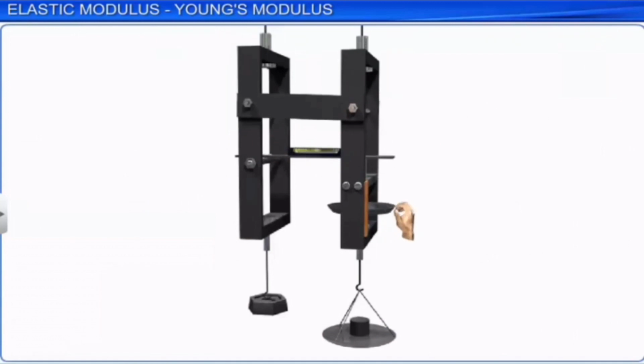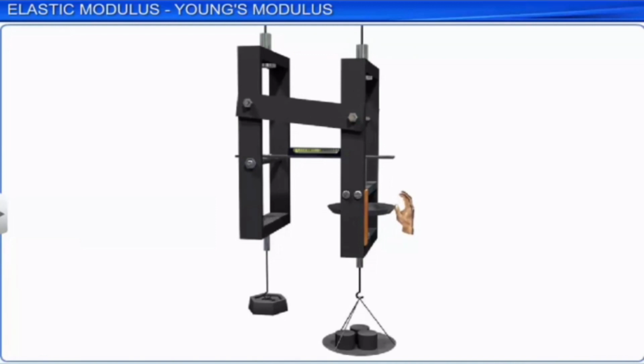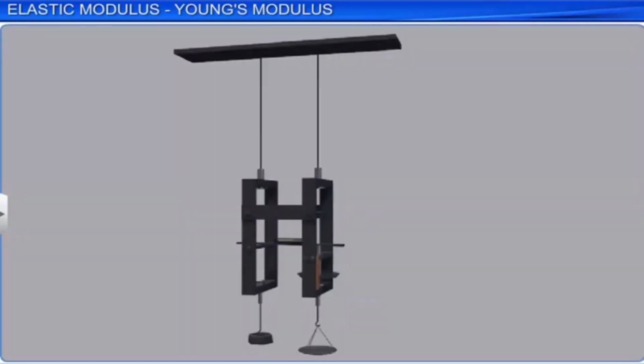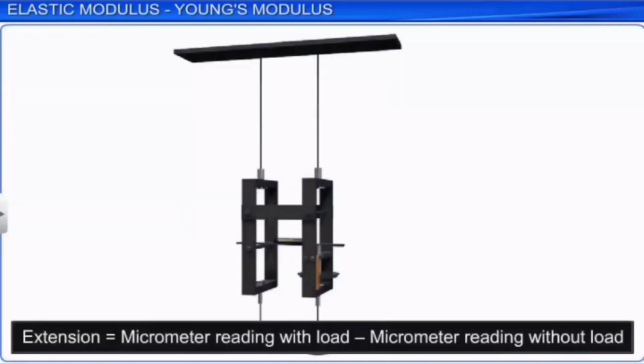A graph between extension and load is plotted. It is a straight line for low values of strain. Young's modulus is calculated using the expression for Y. The ratio of force F to extension delta L is calculated from the extension load graph, and the values of L and A are substituted.